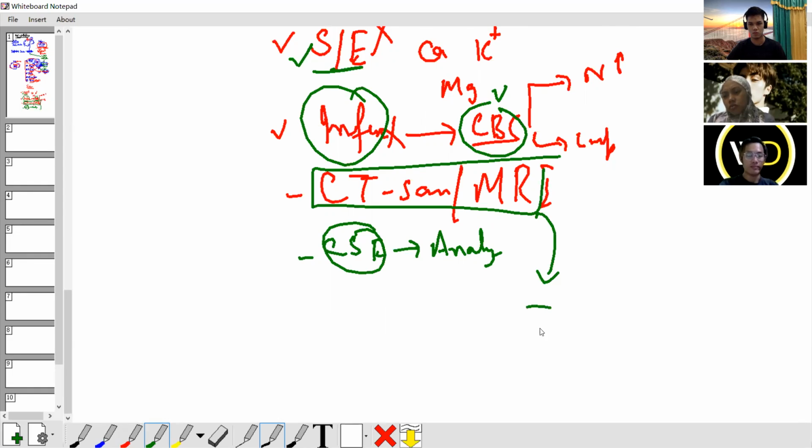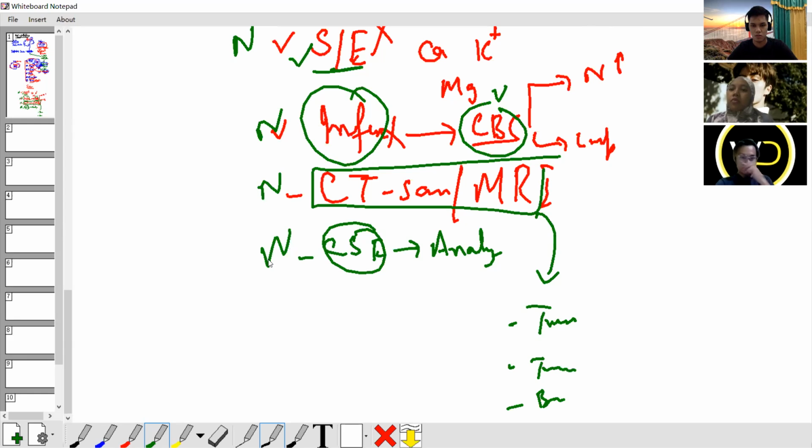CT, MRI will tell you if the patient has a tumor, or any trauma-related injury, or a brain abscess, anything inside the brain, any structural abnormality. Done. So if you found nothing, everything is normal: serum electrolytes normal, CBC normal, CT scan normal, CSF finding normal. Nothing there. If nothing there, what disease can you call this patient as having? Epilepsy.